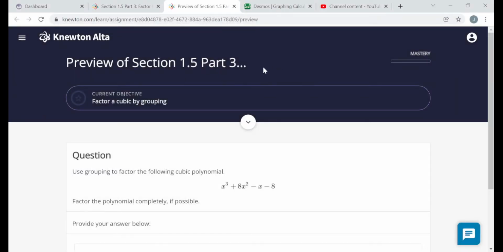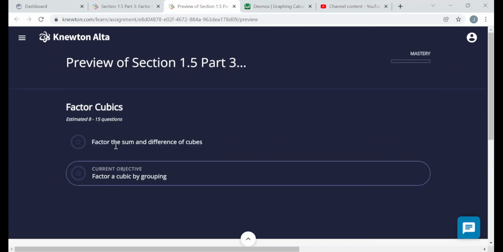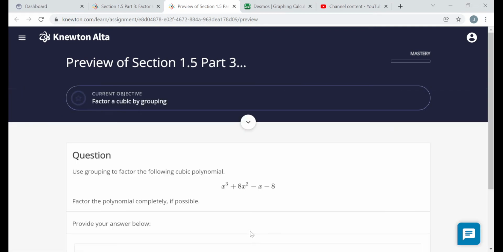Alright, so here's your assignment page. Now you will not see the word preview, you'll just see the title of the assignment. You have your mastery bar, telling you how far along you've gotten. Your objectives, looks like there are 2 of them. And then whatever the current objective is, you have a question related to that beneath it.